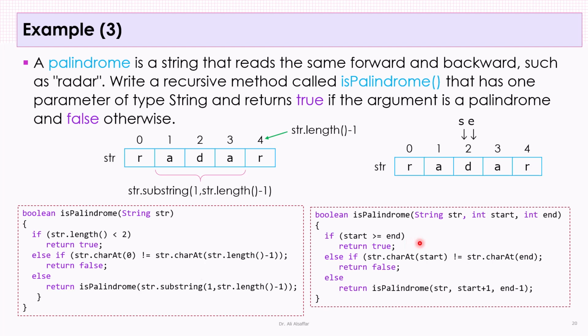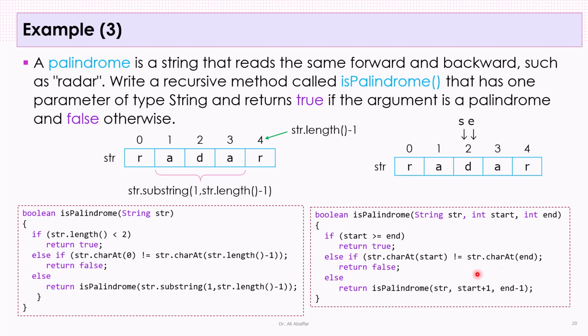Otherwise, we need to check the character at index start against the character at index end. If they are not equal, then the method returns false, meaning the input parameter str is not a palindrome. Otherwise, we call the method recursively by passing the same array as input parameter, but the value of start is incremented by 1, and the value of end is decremented by 1 for the new substring. This process continues until the value of start is greater than or equal to the value of end.